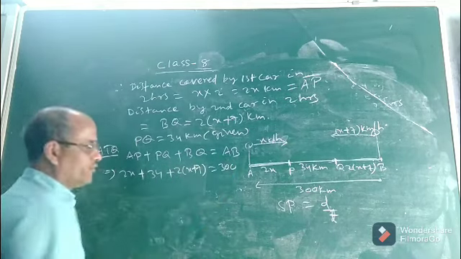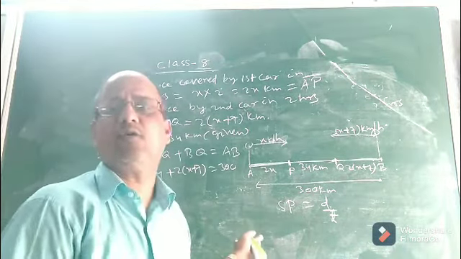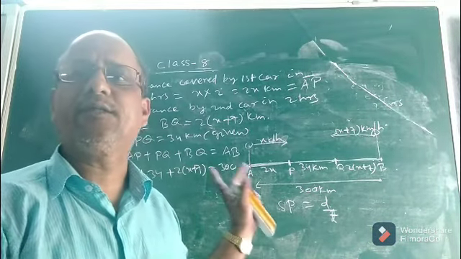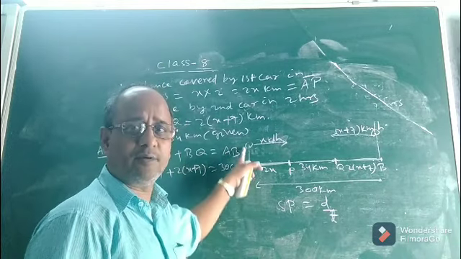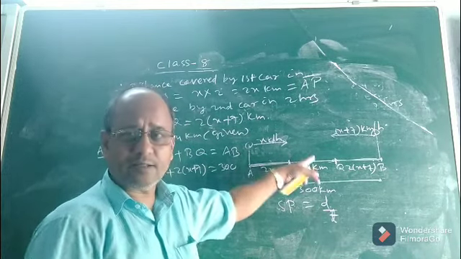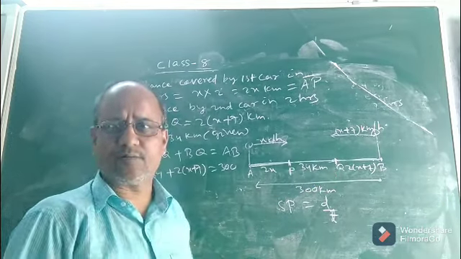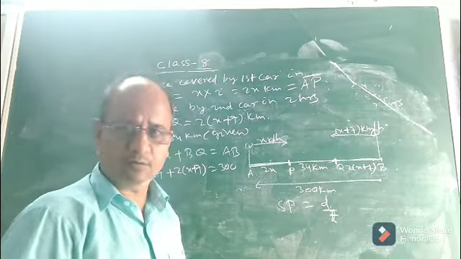See children, we got a linear equation, and now on solving we can find the value of x. That will be the speed of the car leaving from town A. And if you add 7 to that x, you will get the speed of the car leaving from town B.